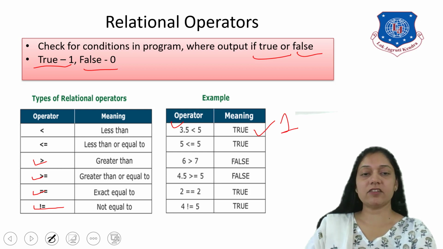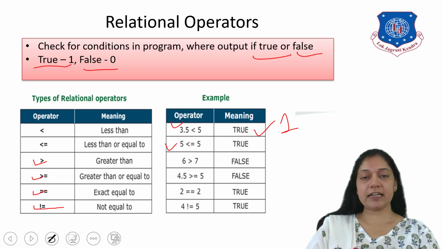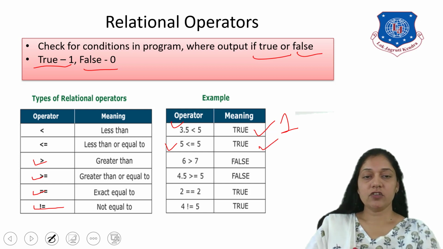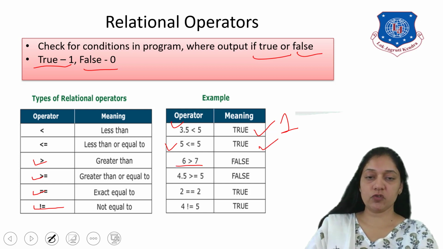So the output I'll get is true, or you can say I'll get 1. When I write pi less than or equal to 5, it means the left side number is either less than or equal to the right hand side number. So again here also I'll get the value as true.